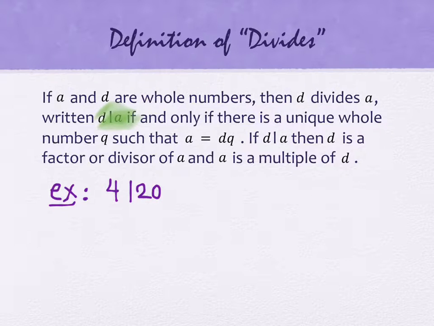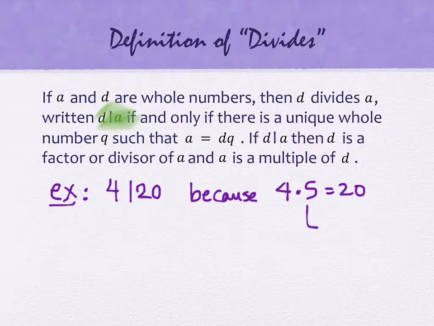And this is true because 4 times 5 equals 20, and 5 is a whole number, right? This number 5 right here is the Q that's referenced above, right? The reason that D divides A is because D times Q equals A. The reason that 4 divides 20 is because 4 times 5 equals 20.